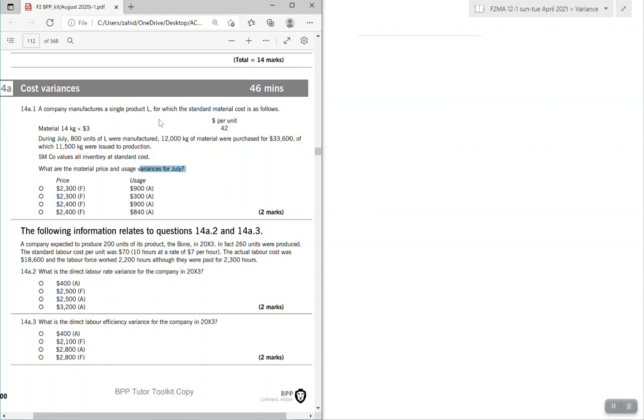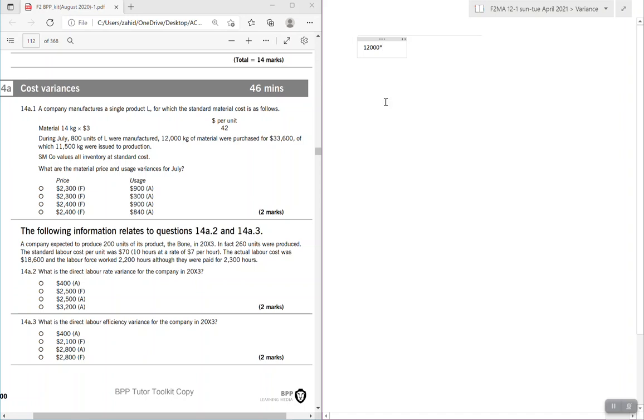A company manufactures a single product L for which standard material cost is as follows. We have material $3 per kg, and during July 8,000 units of L were manufactured. 12,000 kgs of material were purchased for 33,600, of which 11,500 kgs were issued to production. SMCO values all inventory at standard cost. Okay, so when we are calculating price variance, we look at the kgs purchased. No matter how many kgs we used, it doesn't matter. We look at purchase.